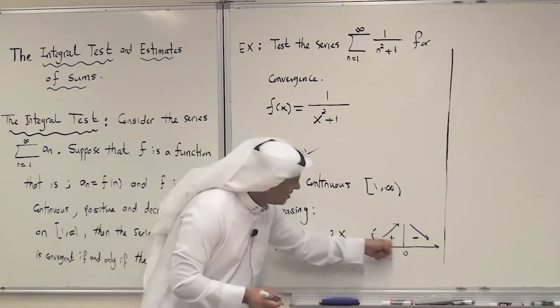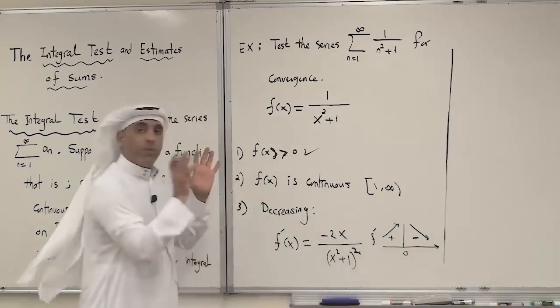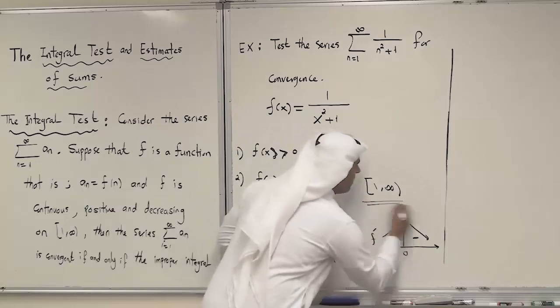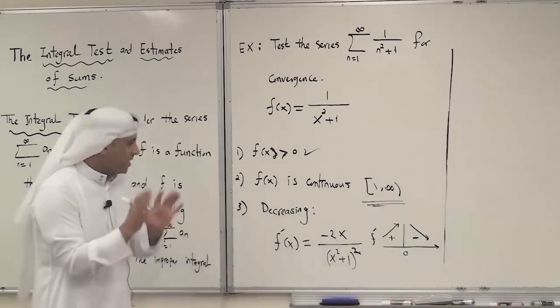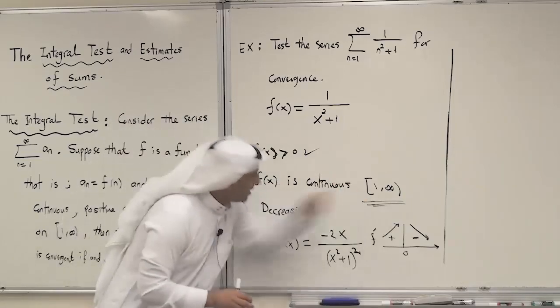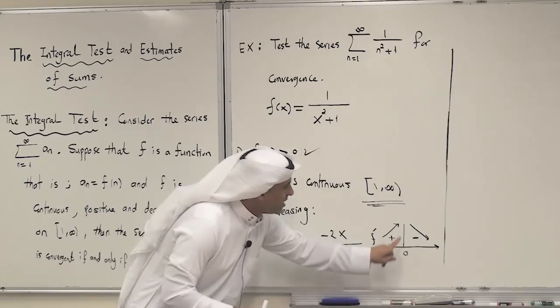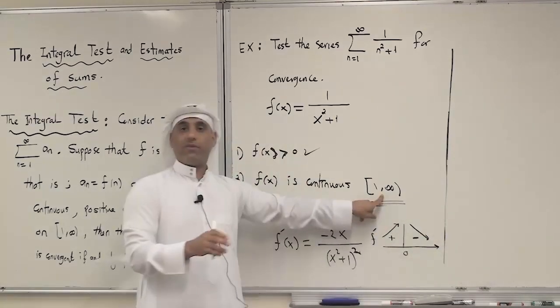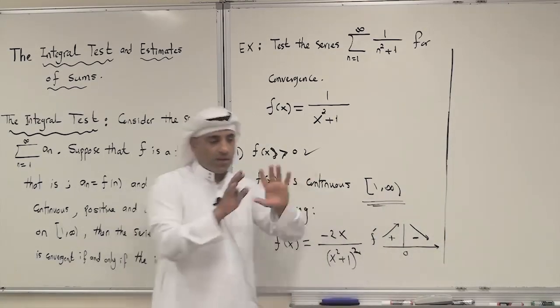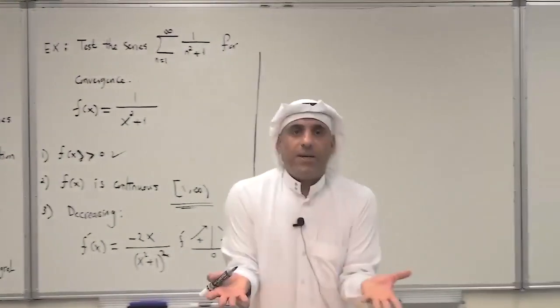If the derivative is positive, it means the function is increasing from minus infinity to 0. What we care about is this interval. So, do we have the requirements? The answer is yes. F is positive in that interval. F is continuous in that interval. Decreasing on that interval. So, it is decreasing from 0 to infinity. So, specifically from 1 to infinity, it is decreasing. So, all the requirements of the integral test are there. We can now move and apply the integral test.